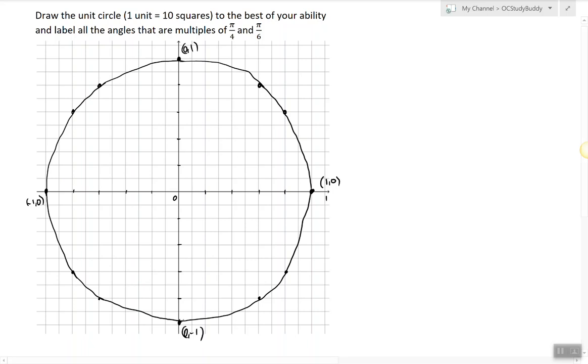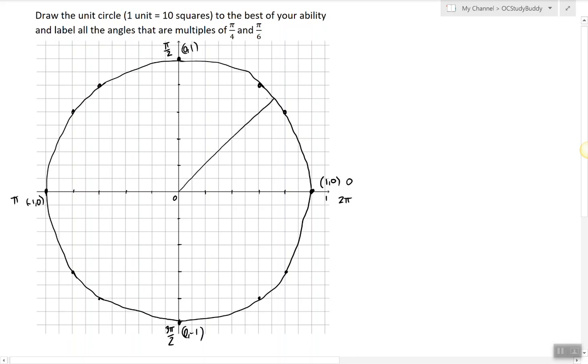So to label the angles, we're going to start with 0 degrees. And next will be pi over 2, then pi, 3 pi over 2, and the last one is 2 pi. Next I'm going to draw multiples of pi over 4.